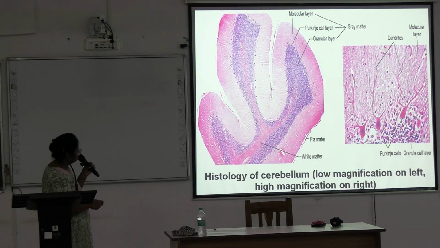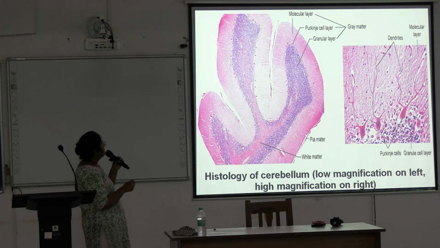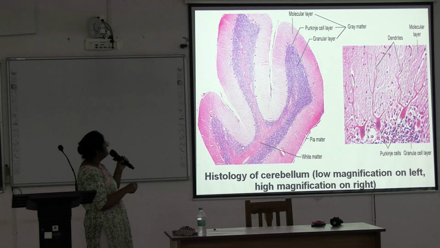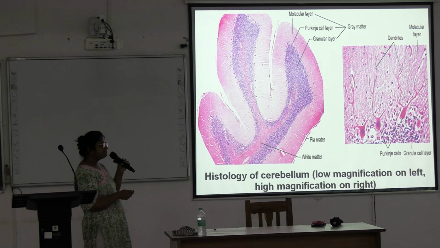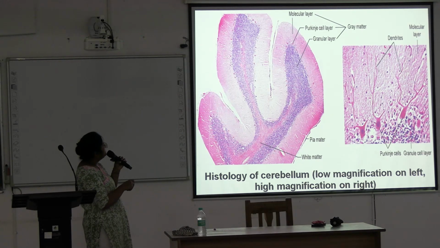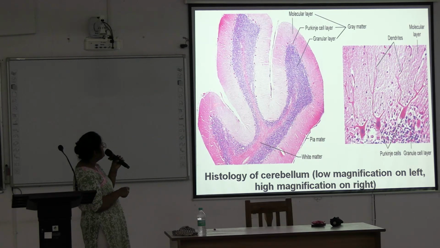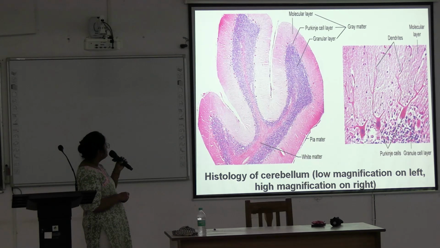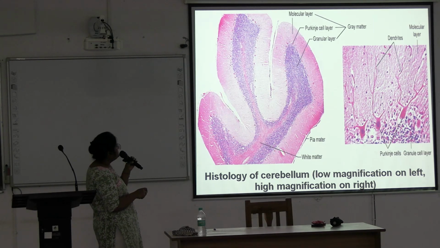See here, these are the foldings, the folia, and these are the fissures. This structure is the pia mater covering of the cerebellum. Innermost, this pink area is white matter. Outside it is covered by pia mater, then the pink staining area is the molecular layer, and these pink dots you are seeing here are the Purkinje cell bodies. This is the single-layer Purkinje cell layer.